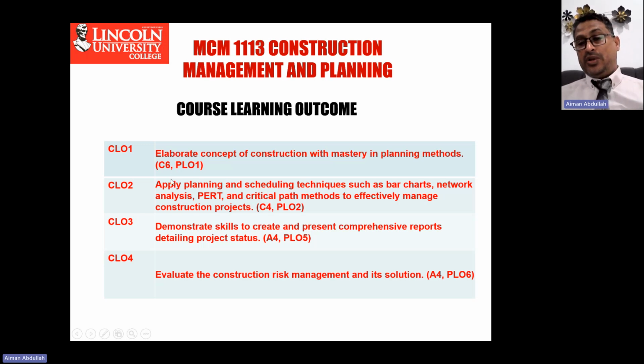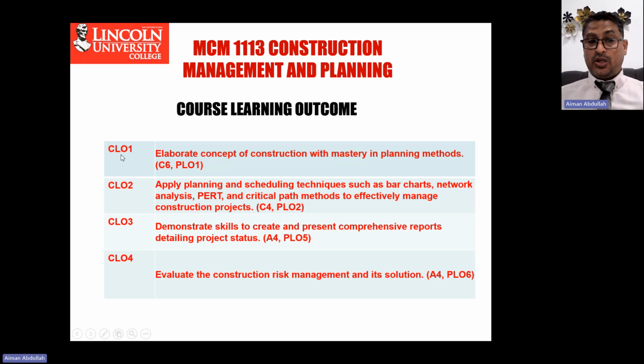This is the Bloom taxonomy level. C means cognitive level 6. So we need you to have thinking skills and analysis, if you can interpret the concept of planning methods. The second learning outcome is about applying scheduling techniques such as bar chart, network analysis, PERT, and critical path methods to effectively manage the construction project. Here again we have C4, and it's mapped to program learning outcome number 2.